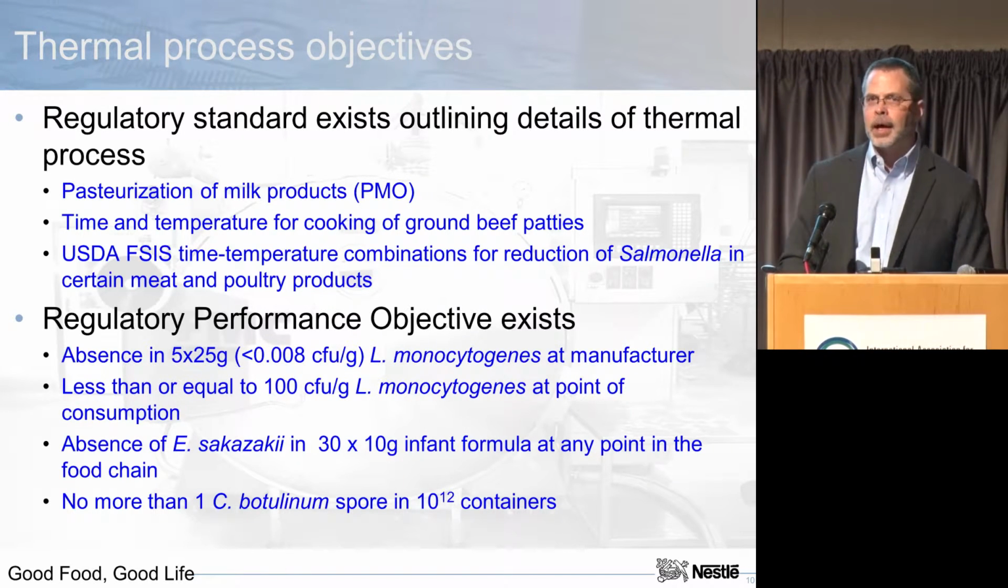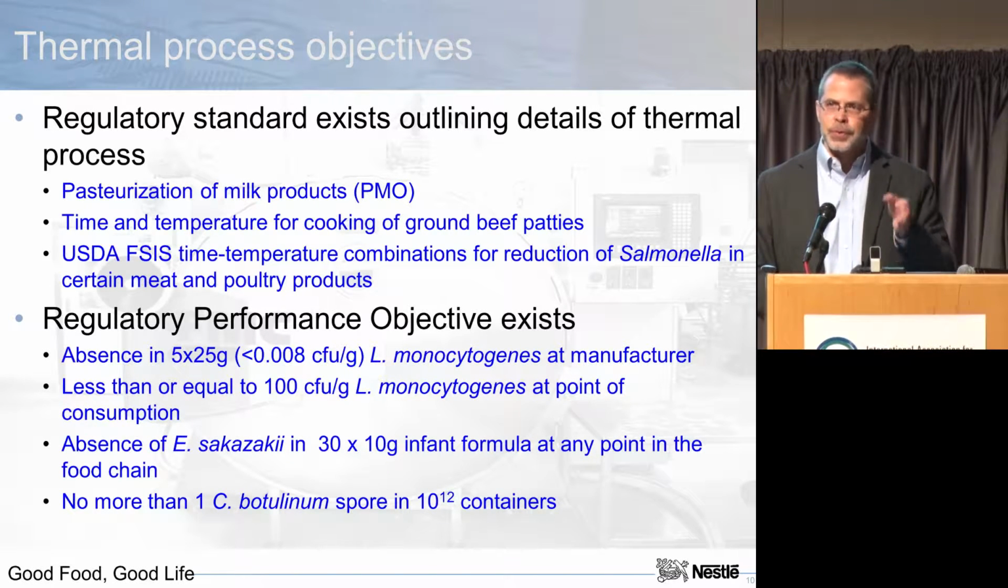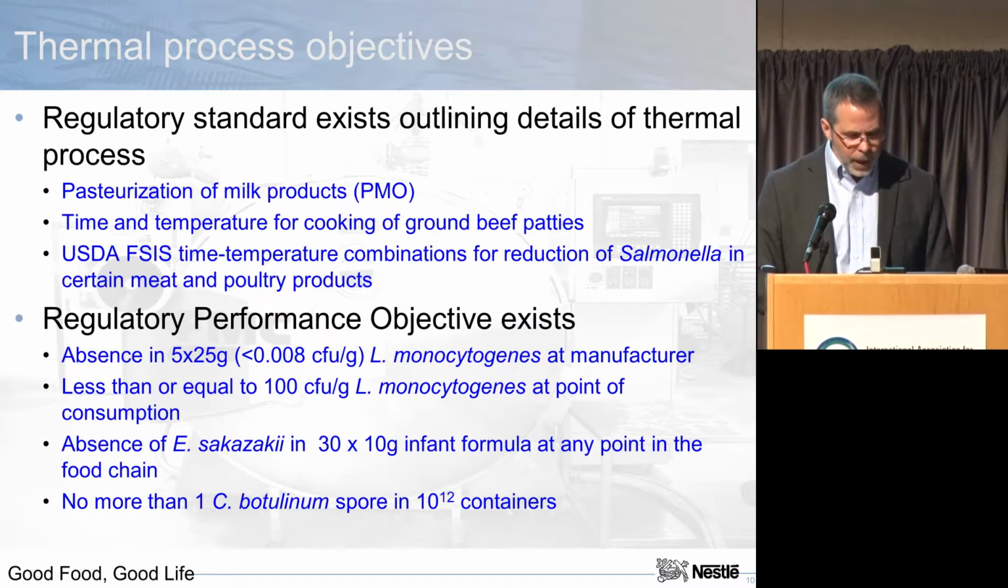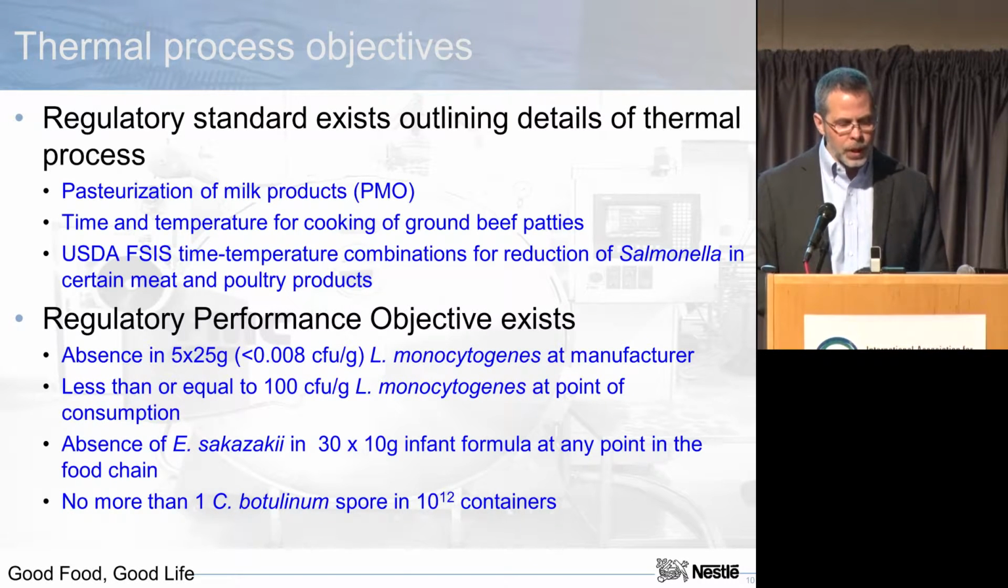Instead of specific time and temperature conditions for a specific product, there may be a performance objective for the process. An example might be an absence of Listeria monocytogenes in 5 by 25 grams at the manufacturer, and this would be less than 0.008 CFU per gram, or less than or equal to 100 CFU per gram at point of consumption if I'm making a no-growth product in Europe, for example. It could be absence of E. sakazakii in 30 by 100 gram infant formula at any point in the food chain, or no more than 1 C. botulinum spore in 10 to the 12th containers. So these are examples of where regulators, where food safety authorities, have set performance objectives.